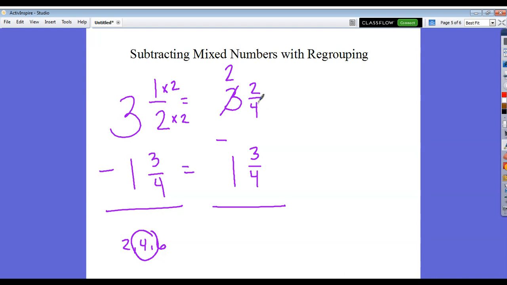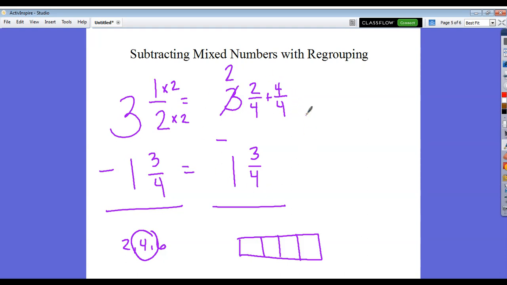But in this problem, because we're talking about fourths, I want to regroup 1 whole in fourths. So I know that in fourths, 1 whole is going to be 4/4. So I'm going to regroup 4/4 and add that into my fractional column over here. If my denominator was 8, I would regroup 8/8. If it was 7, I would regroup 7/7. So whatever fractional part would give you 1 whole.